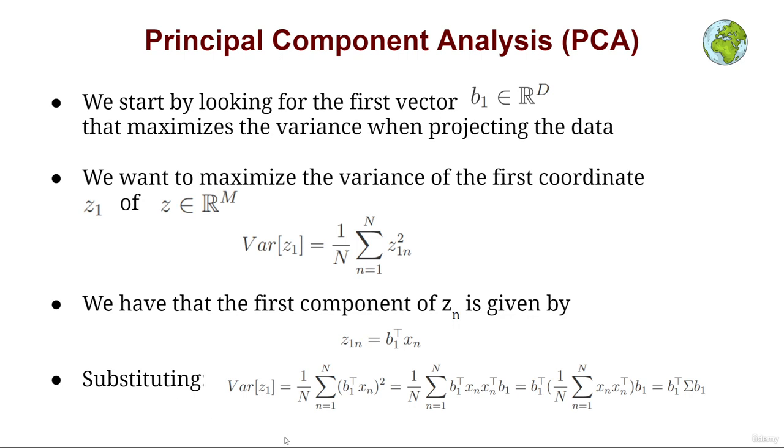And we also have that the first component Z1 of Zn is given by this notation, which is the product of the transpose of the vector B1 multiplied with Xn. So here we can just substitute this Z1 squared. If we know that Z1 of N is equal to the product of B1 transposed with Xn, the variance of Z1 is going to be all this with square value. So when we make the square of this, it is the same as multiplying the same by the same. So at the end we have this final expression.